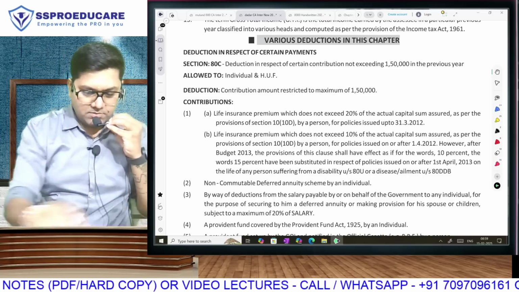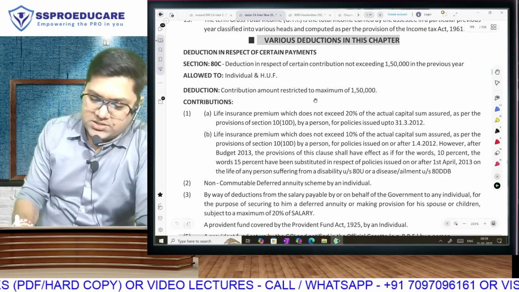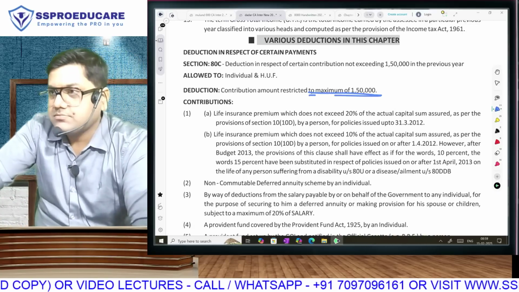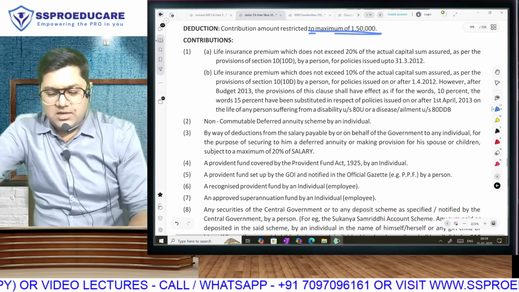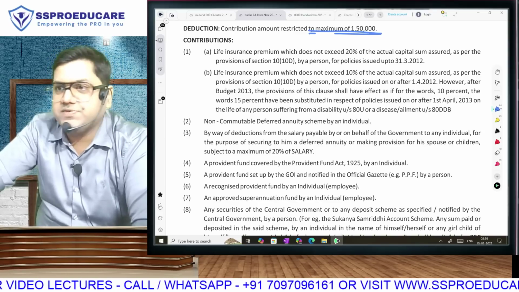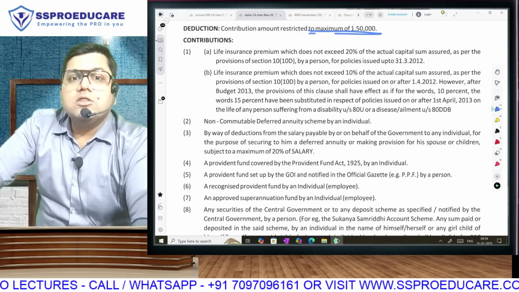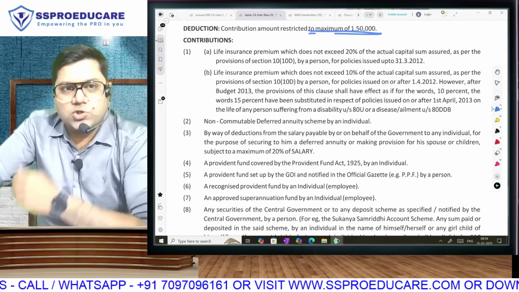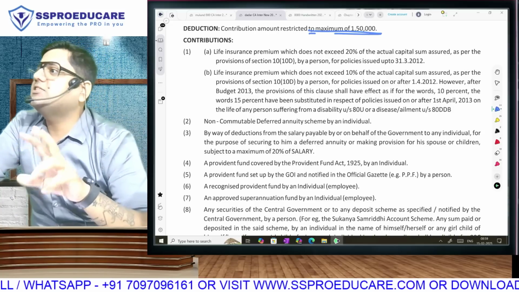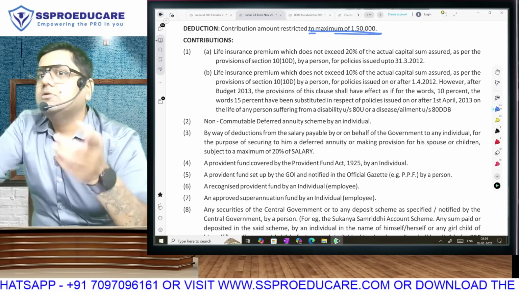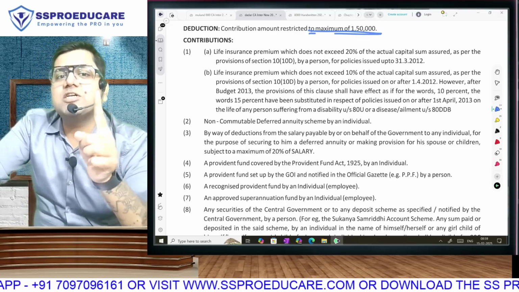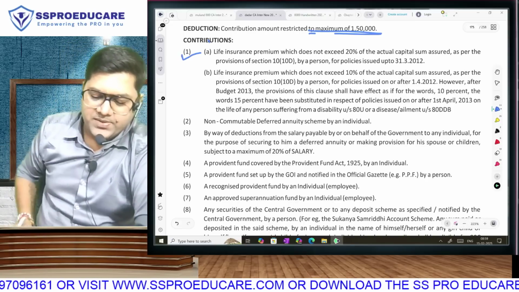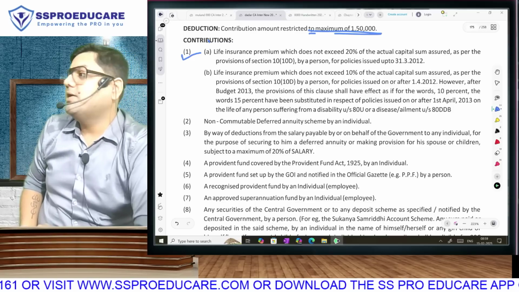Everyone is with me? Deduction in respect of certain contributions subject to a maximum of rupees 1,50,000. So of course, are we aware that there is a limit? 1,50,000? Fantastic. This is where the list starts, the list of contributions which are going to be allowed. The first, the most important, something which is the identity of 80C. Outside this classroom, there are a lot of people who feel life insurance is 80C, 80C is life insurance. Not true, sir. Life insurance premium is just one of the various contributions here. But the most important of all, yes, ladies and gentlemen, life insurance premium will be allowed as a deduction.